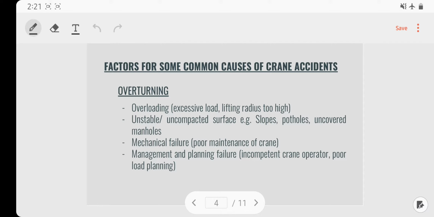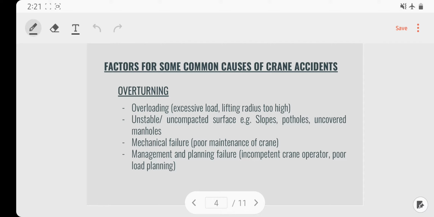Another factor that causes accidents is an unstable or uncompacted surface. For example, in construction sites, when the land is not yet properly compacted, you will see slopes or potholes, or sometimes even uncovered manholes. This may cause the mobile crane to be unstable at the workplace. So this may cause the crane to tip over or overturn.